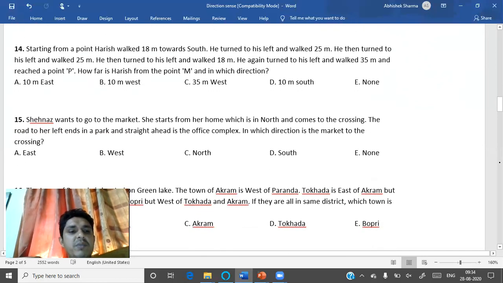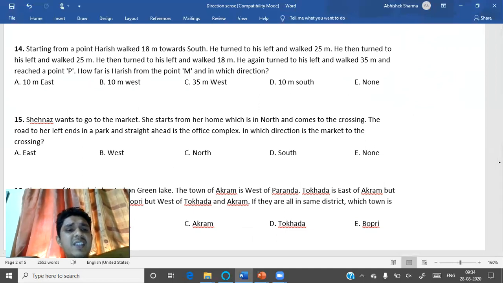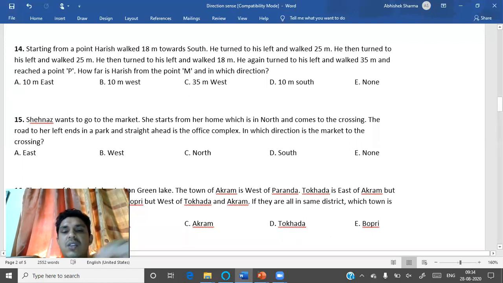Okay, question number 15, right? Question 15 is: Sehnaz wants to go to market. She starts from her home, which is in the north, and comes to a crossing. So he is saying that she wants to go to the market. She started from her home, and the direction from her home is north, and she comes to the crossing. So for coming to the crossing, she did not turn in any direction, right?